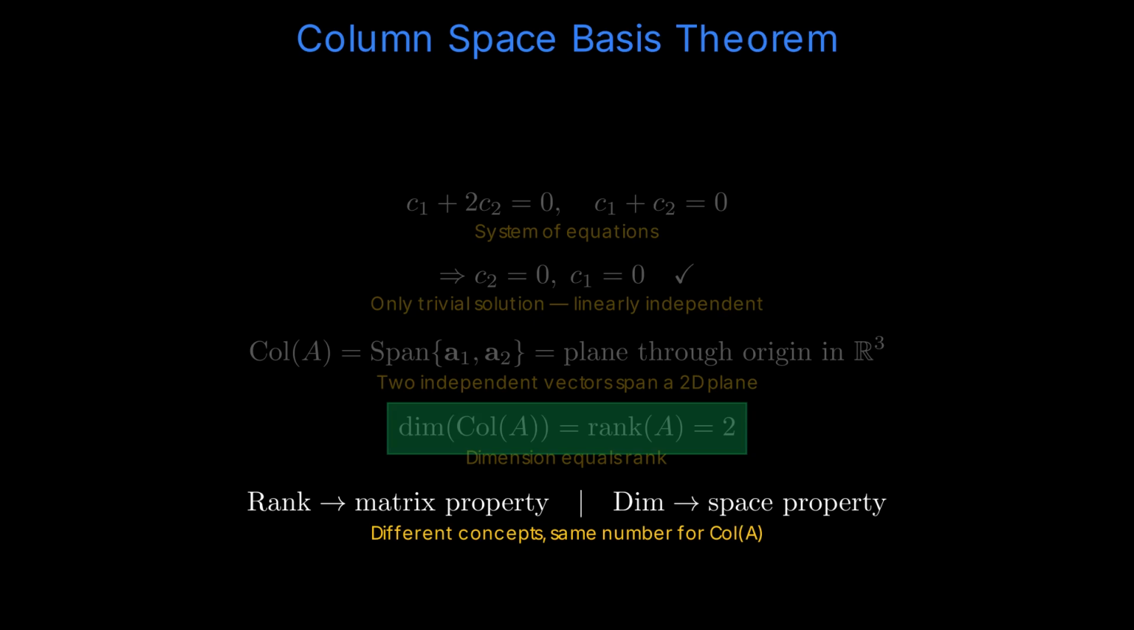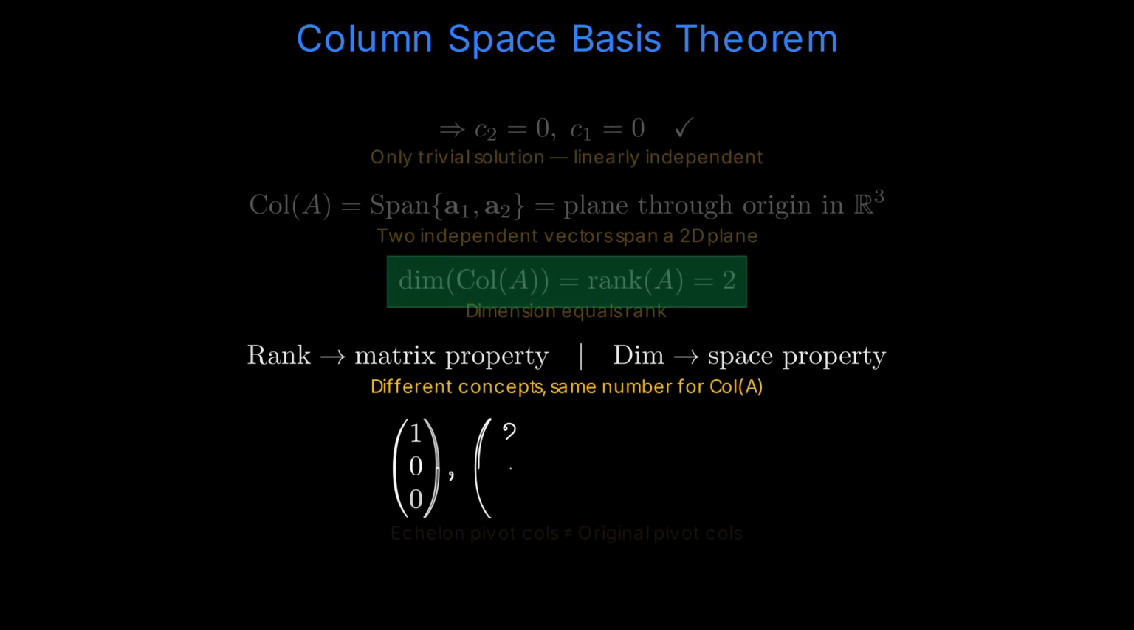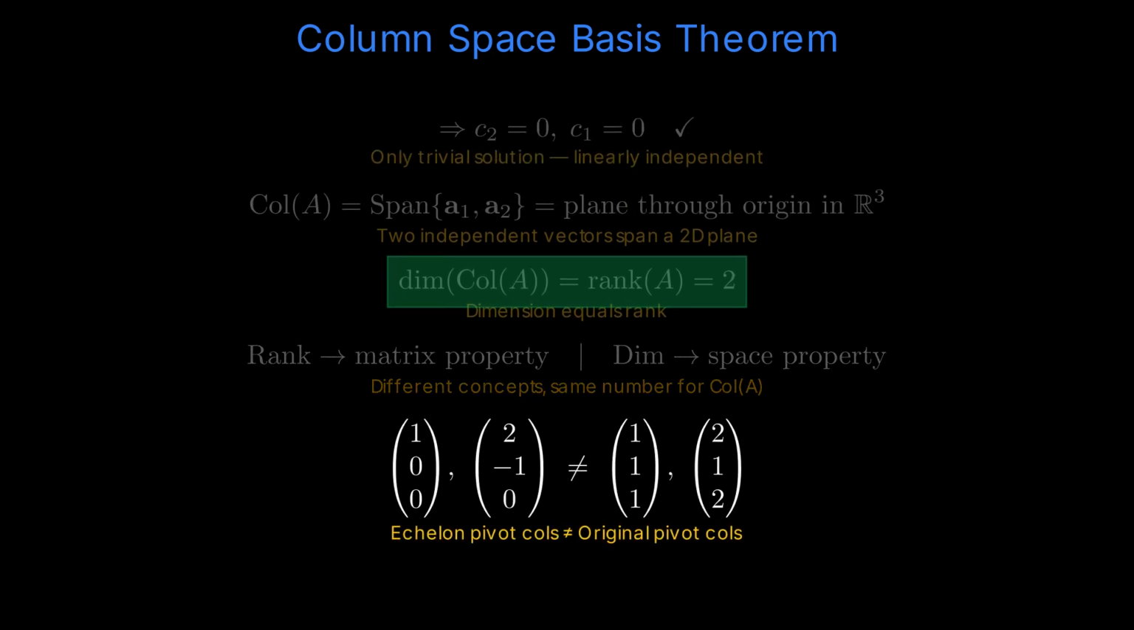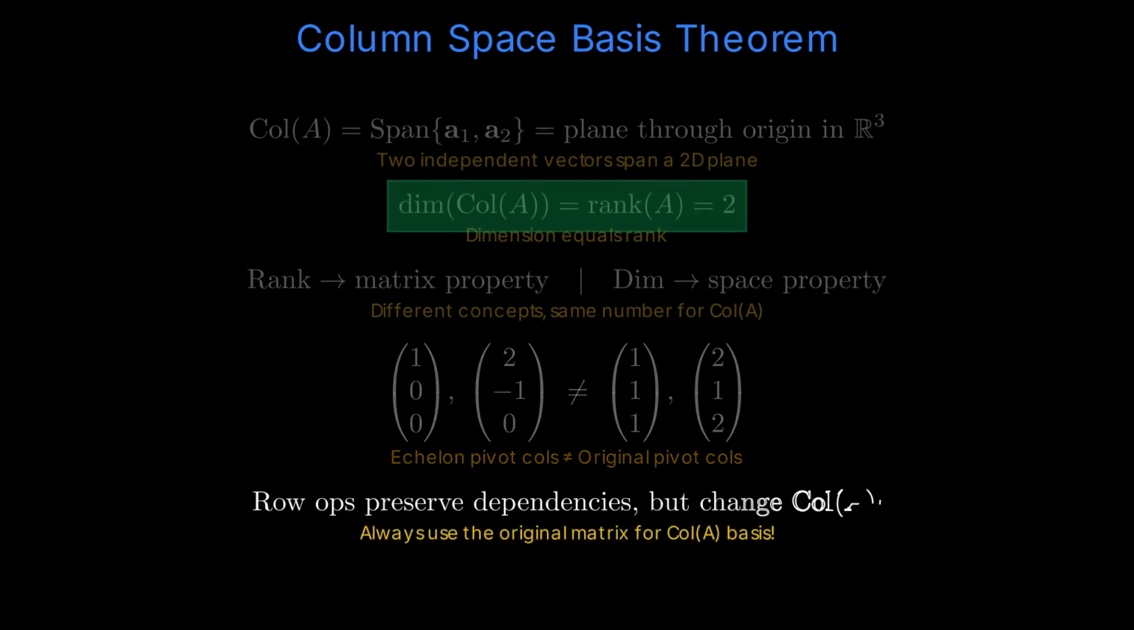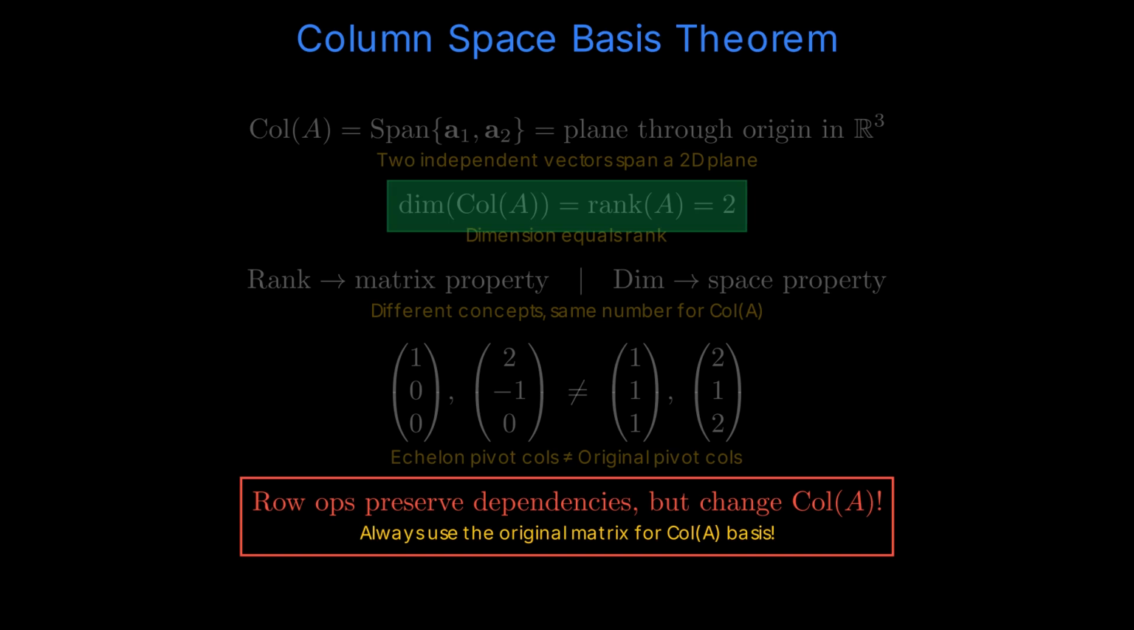One common mistake is using pivot columns from the echelon form instead. The echelon columns (1, 0, 0) and (2, negative 1, 0) are different vectors lying in a different plane. Row operations preserve column dependencies, but they change the column space itself. Always use the original matrix.